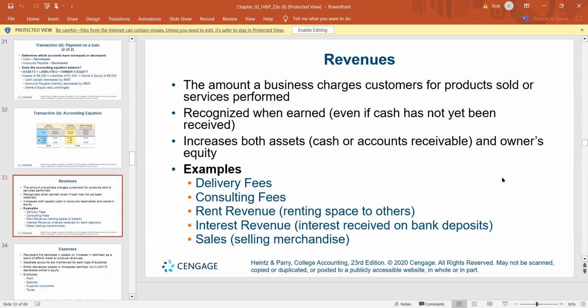Now let's introduce something we've not seen before: revenues. We're going to talk about revenues and expenses. A revenue is a sale. The amount a business charges customers for what they sold. Recognized when earned. And man, is that an important sentence. What you're going to be learning going forward is what's called accrual accounting, which is the only way to keep track of financial businesses.